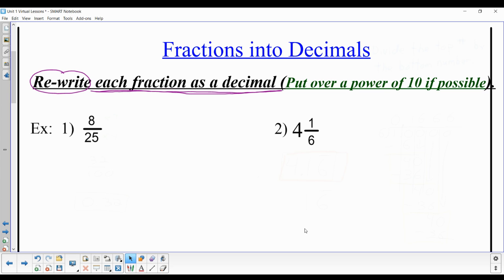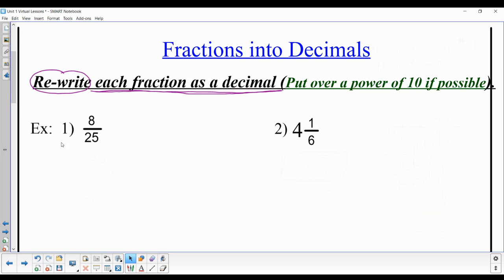Hello, in this video we are going to review turning fractions into decimals. We are going to rewrite each fraction as a decimal, and if possible, we're going to turn the denominator into a power of 10. Powers of 10 are when you have 10 to a power: 10 to the 0 power, 10 to the 1 power, 10 to the 2 power. Those numbers are 10, 100, 1,000, 10,000. To make it easier, you can just think of it as a place value.